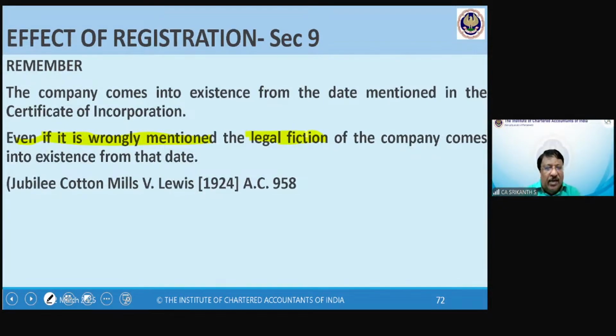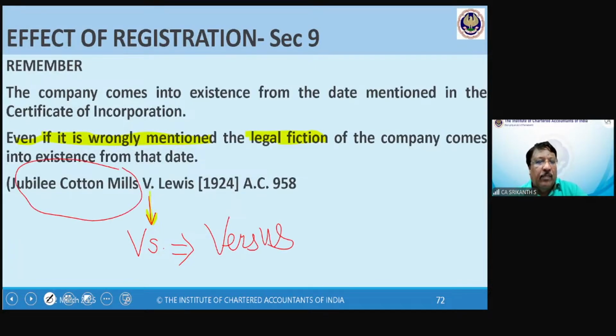So this was decided in a case, Jubilee Cotton Mills versus Lewis. See, this V basically means, usually this will be written like this also, it actually means versus. So these are two parties. Jubilee Cotton Mills is one party. Lewis is another party. So there's a case. This is AC, the appeal court in England, 1924. So this case was decided in the appeals court, which means the case was originally filed by Lewis in the Chancery Division. In the Chancery Division, Lewis would have filed against Jubilee Cotton Mills. So it will be Lewis versus Jubilee Cotton Mills. Thereafter, Jubilee Cotton Mills goes on appeal to the Court of Appeals. There, the decision is given in 1924. So that is why Jubilee Cotton Mills versus Lewis.